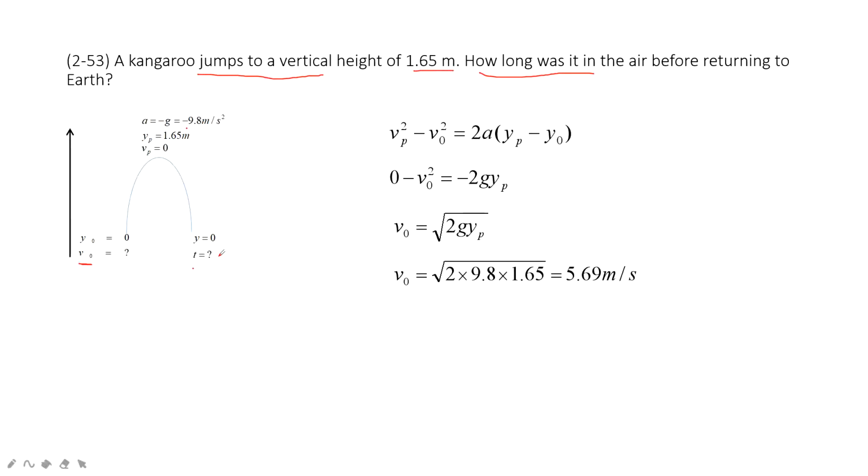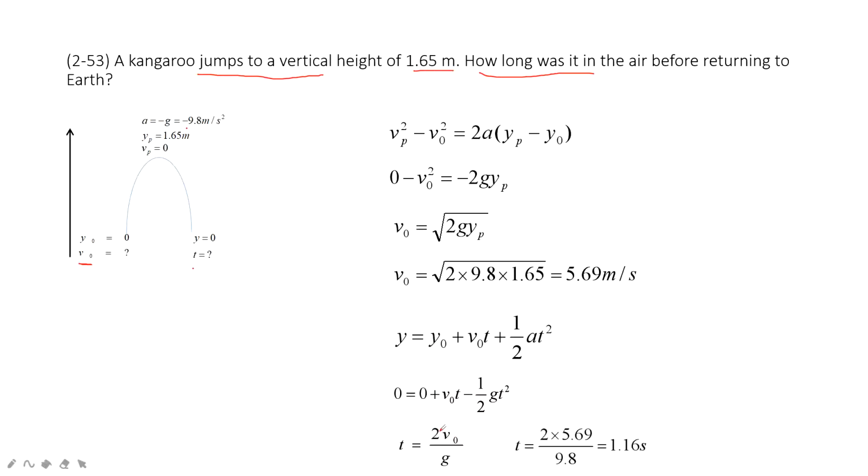Now that we have the initial velocity, it's easy for us to find the total time t. If we consider the displacement and time t function and input the known quantities, we can see the time t is just 2v0 divided by g. If we input the known quantities, it is 1.16 seconds.